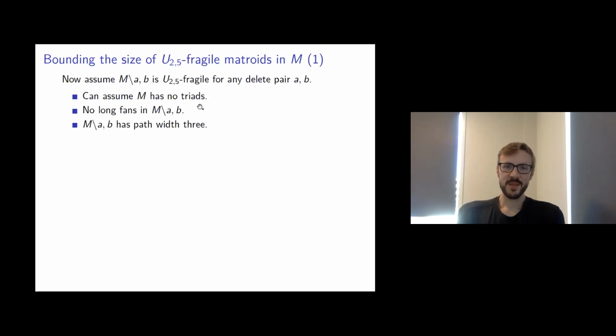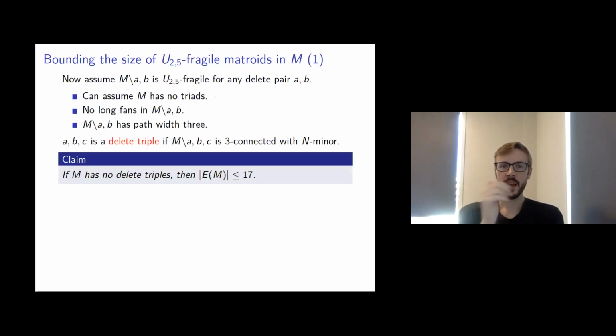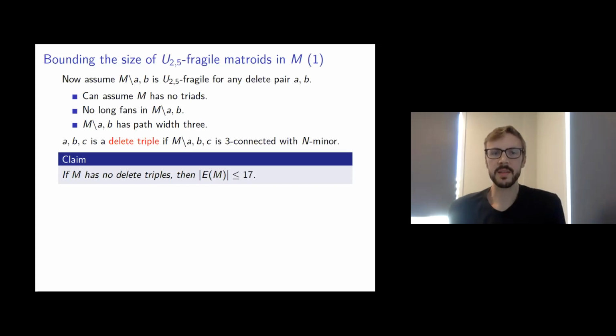We can say that we've got no fans, no big wheel-like structures in M delete AB, using a similar idea as what's used to deal with these things for GF4. And as a consequence of this, we can say that the fragile matroid M delete AB is always one of these path-like things.